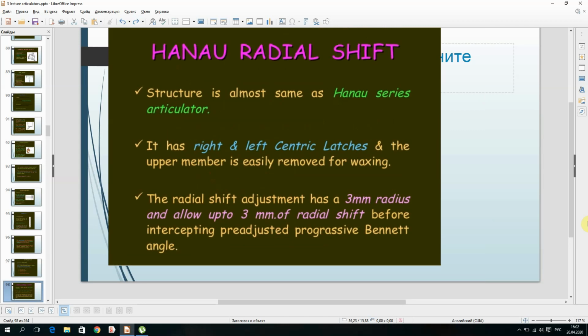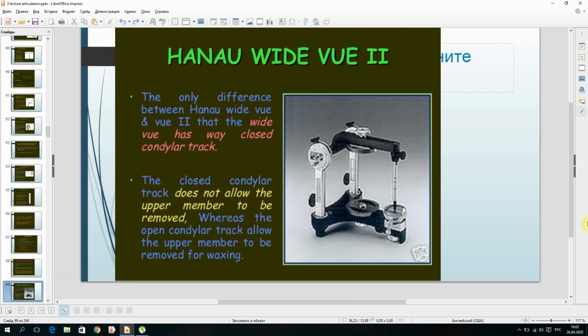Hanau radial shift. Structure is almost the same as the Hanau series articulator. It has right and left centric latches and the upper member is easily removed for waxing. The radial shift adjustment has a 3 mm radius and allows up to 3 mm of radial shift before intercepting the pre-adjusted progressive Bennett angle.